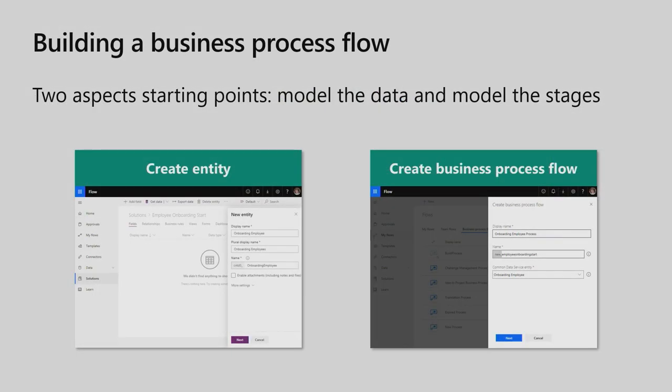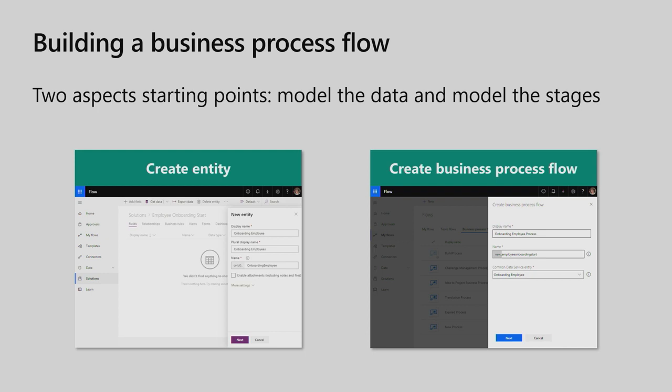So when you build a business process flow, there's two things to think about. The first is about modeling your data. And this is really important because you have to think, as this process executes, what information am I going to need? So what we can think about is, say, an employee onboarding process. What do I need to onboard an employee?